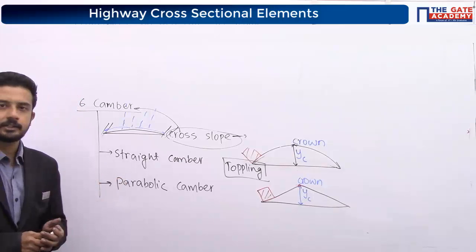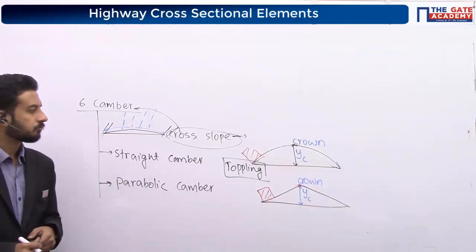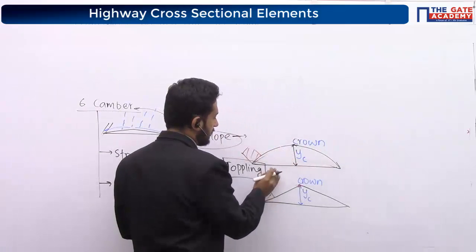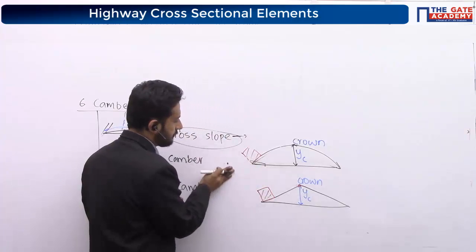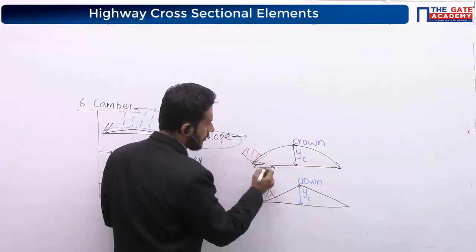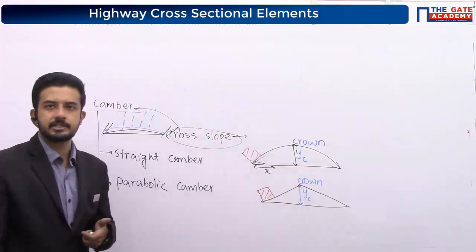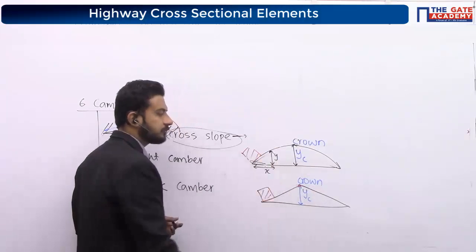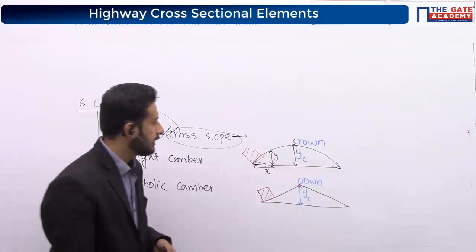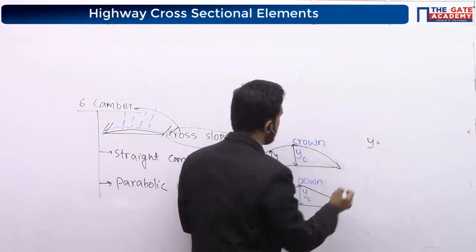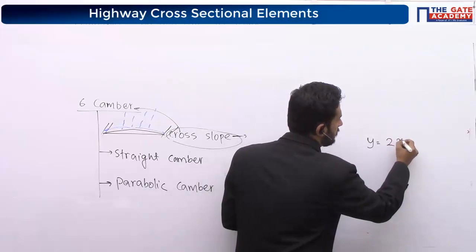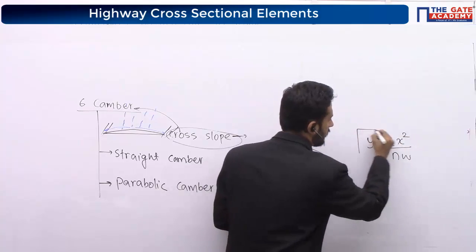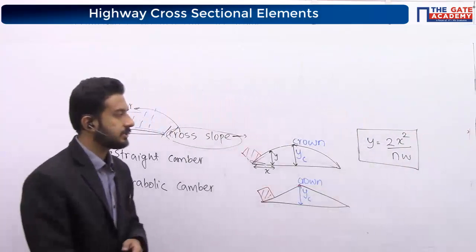So there is an equation for this height of crown, YC. Okay. For any height, if I am taking some distance x, for the parabola I am writing first. I am taking a distance x from this at the edge portion. Correspondingly, I am writing some y value. There is an equation for that. At any distance x, the height y is equal to 2x square divided by nw.